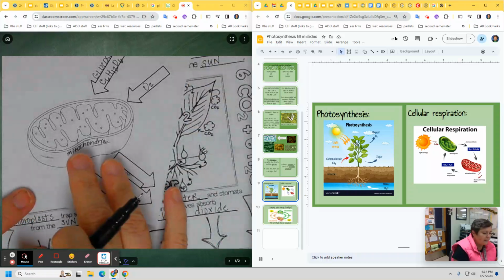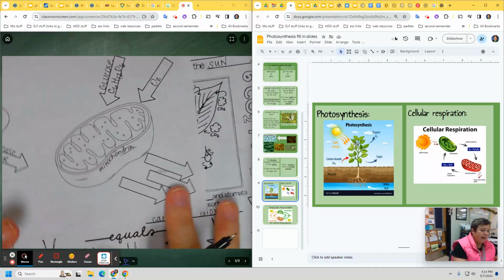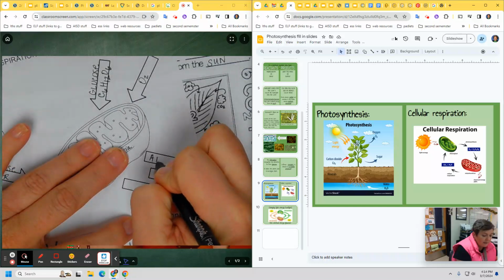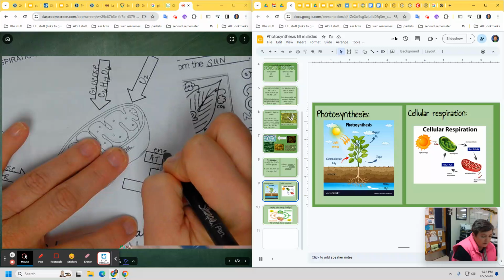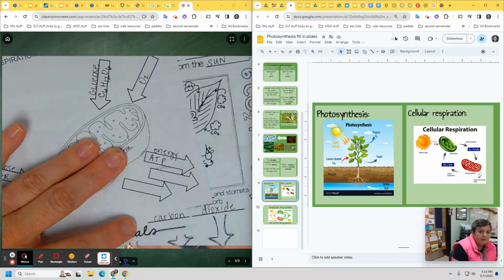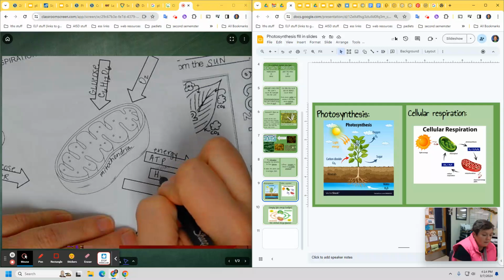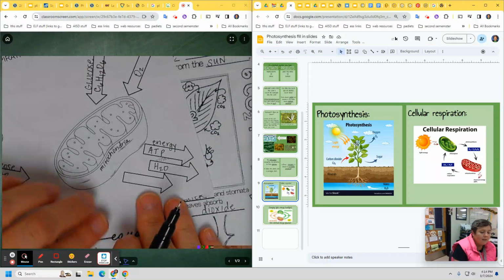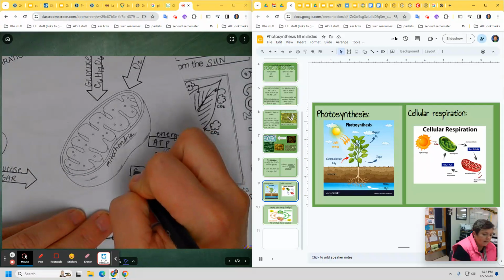All right, then some magic happens in here. This is where the chemical reaction takes place. And the whole point of this is that we are making ATP, which is energy that our cells can use. Okay, we're also making water, and we let that off as a waste product. And then what are we exhaling? We exhale carbon dioxide.